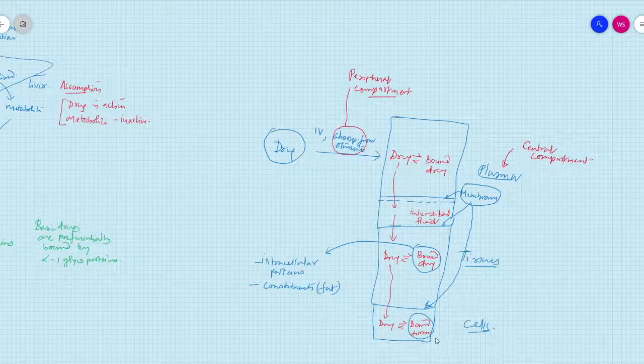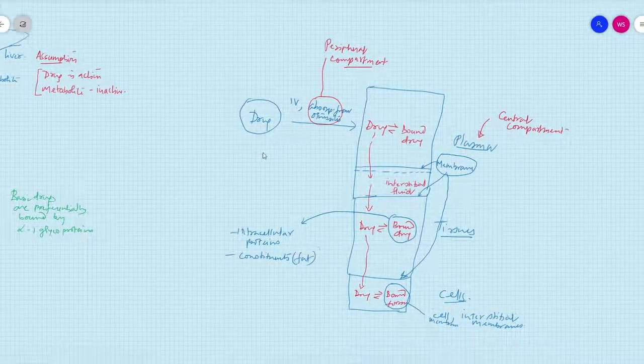Where is it bound? It is bound to cell and interstitial membranes. Okay? Yeah, cell membrane. Okay. So those are the forms in which it is bound.